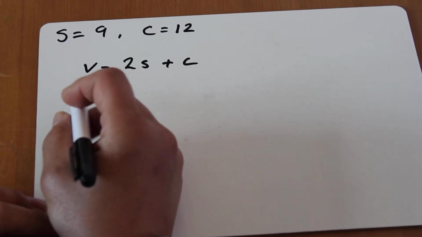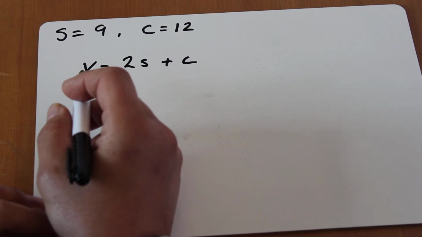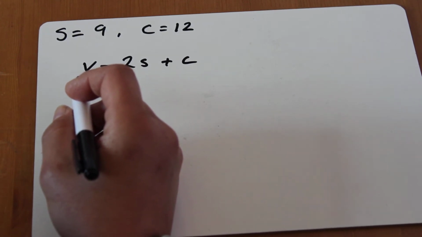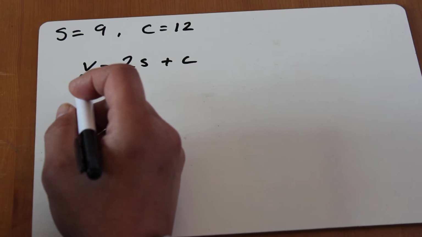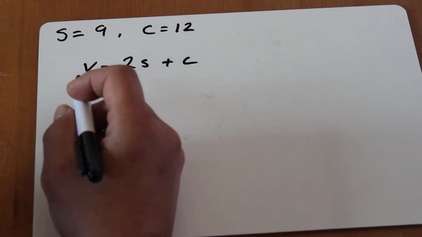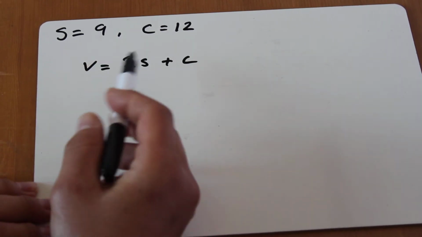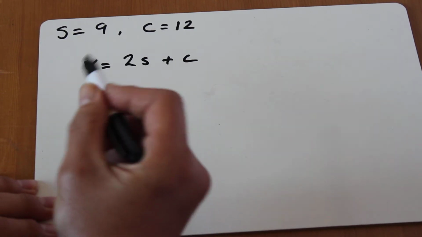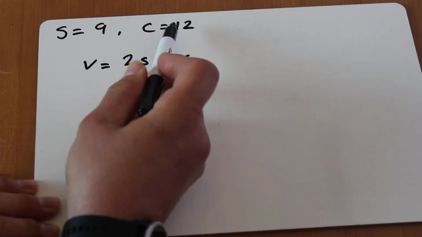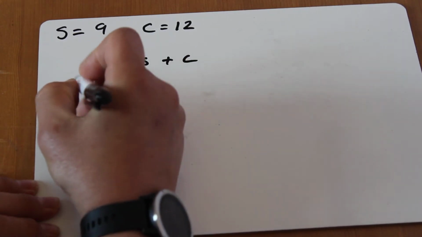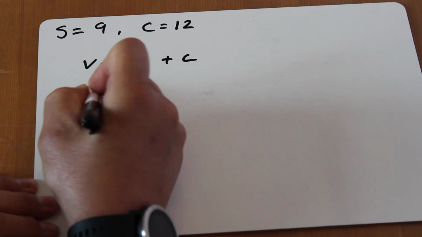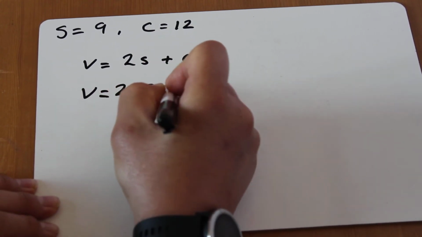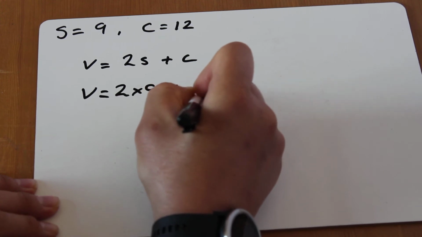Okay, so we're going to be looking at substitution into formulae. This is something that we've looked at before, but there's a slight twist in one of the questions, and I'm just looking at the examples from the textbook. So remember, when you see a number and a letter, it means that they're multiplied together. So I take my values of the letters and I put them into here. So that means I end up with V is equal to 2 times 9 plus 12.